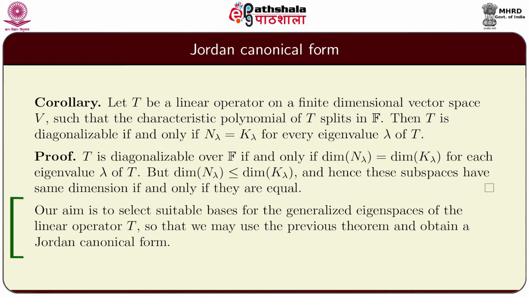Our aim is to select suitable bases for the generalized eigenspaces of the linear operator T, so that we may use the previous theorem and obtain a Jordan canonical form. Our aim is to choose suitable bases for the generalized eigenspaces so that we get the desired Jordan canonical form. Now, how to construct or choose these bases for the generalized eigenspaces is the big problem.